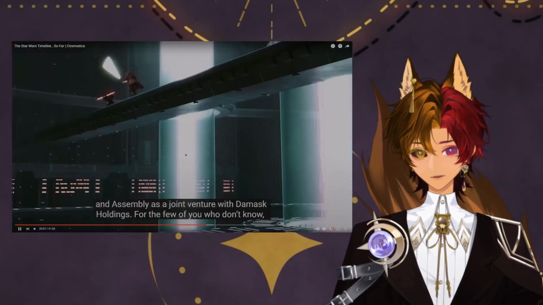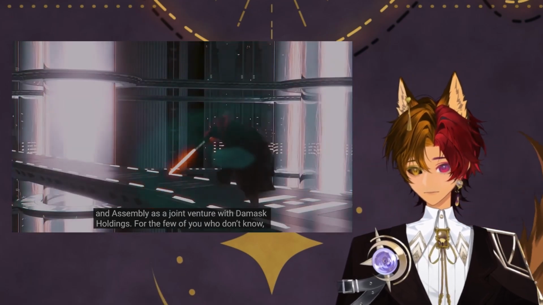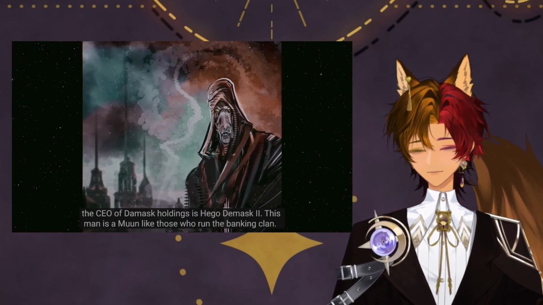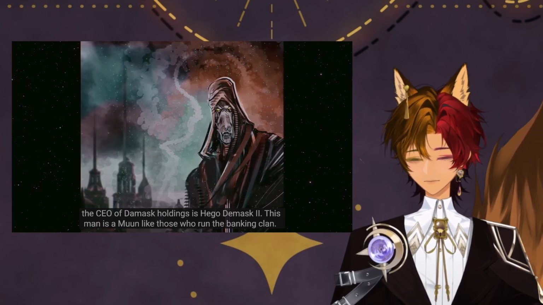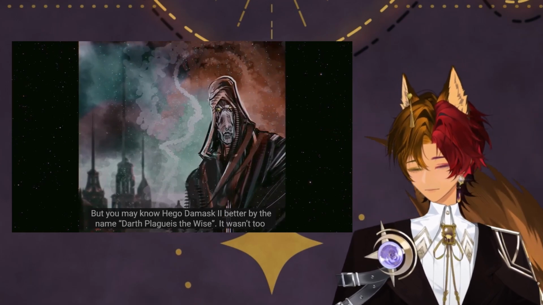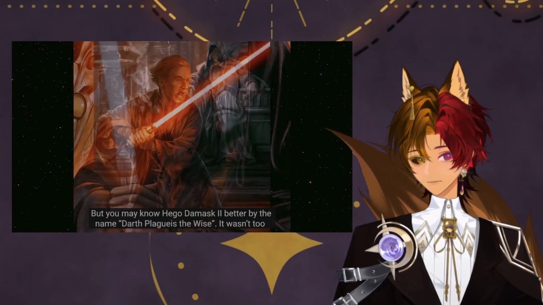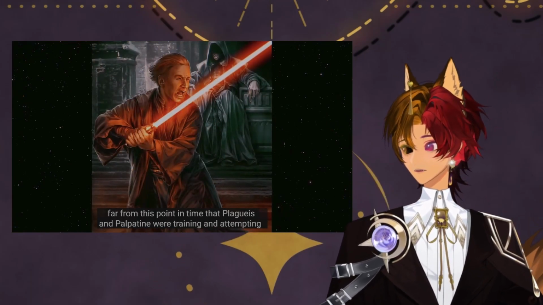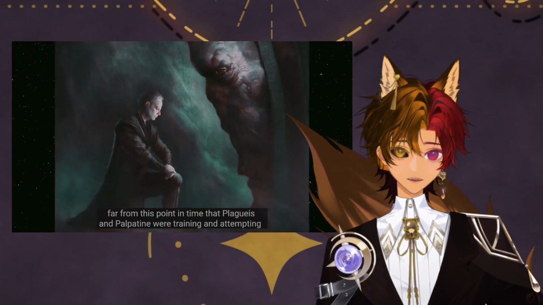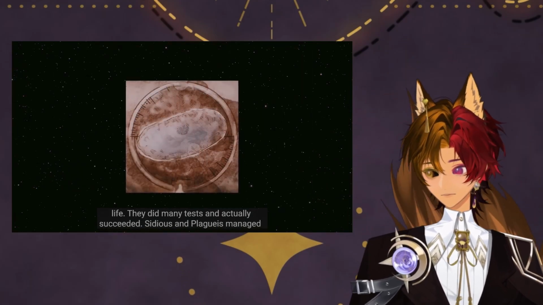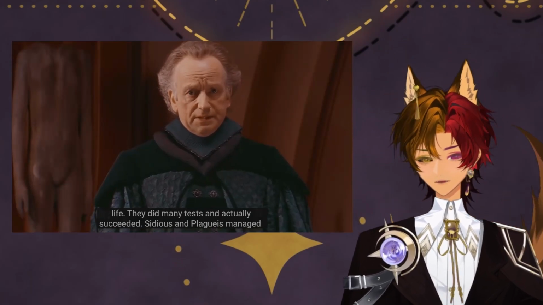For those of us who don't know, the CEO of Damask Holdings is Hego Damask II. This man is a Muun like those who ran the Banking Clan, but you may know Hego Damask II better by the name of Darth Plagueis the Wise. It wasn't too far from this point in time that Plagueis and Palpatine were training and attempting to discover the secret to immortality and how to manipulate the midichlorians to create life. They did many tests and actually succeeded.